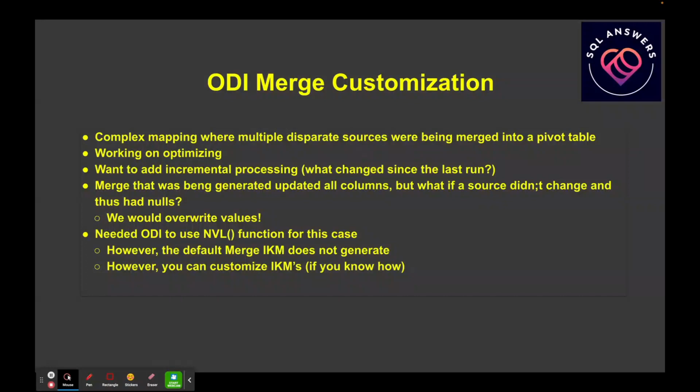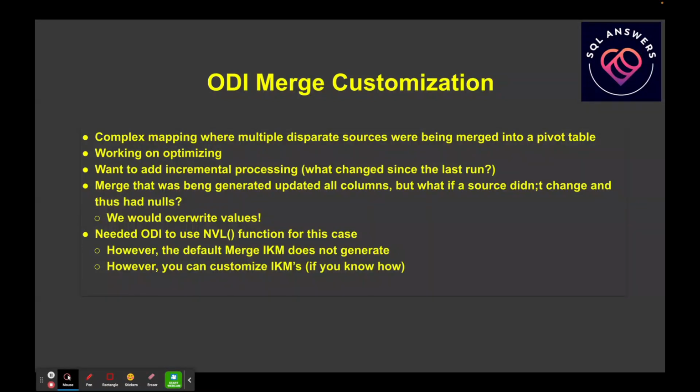We've got timestamp columns sitting in the target pivot table, and we're able to go to those and get basically the maximum value. So let's say that this mapping ran yesterday, which was December 2nd. Now we go to our pivot table, we get December 2nd out, and now we go to our sources and say, well, give me everything that's changed since December 2nd.